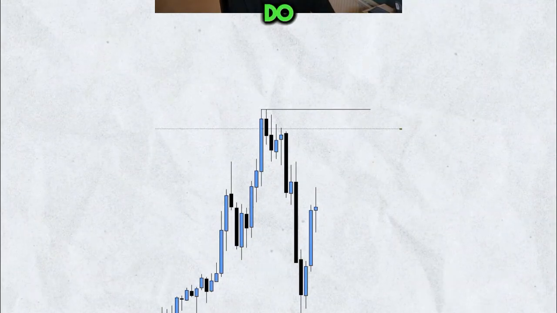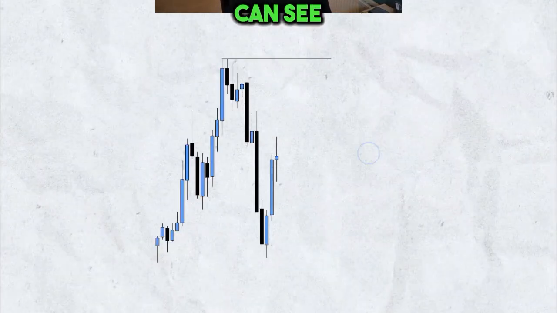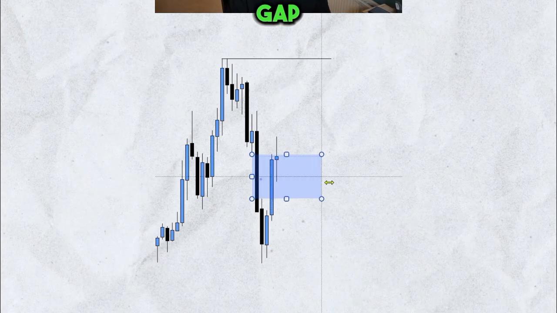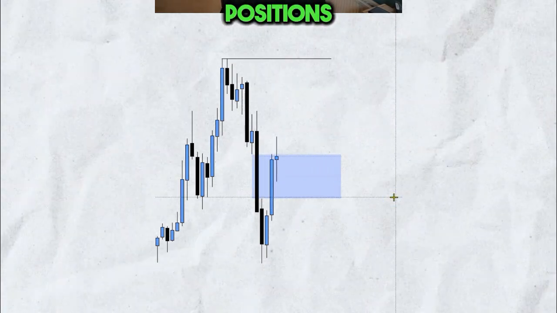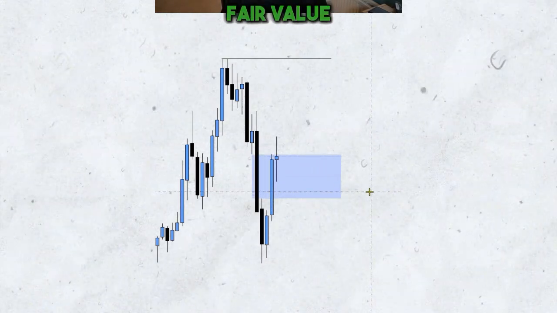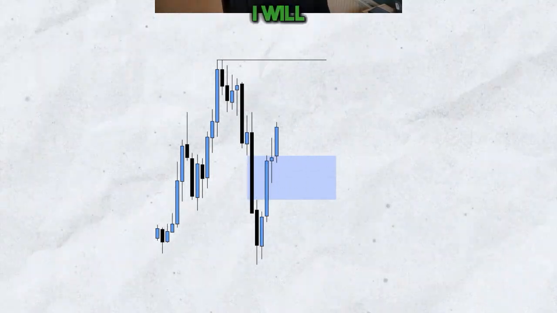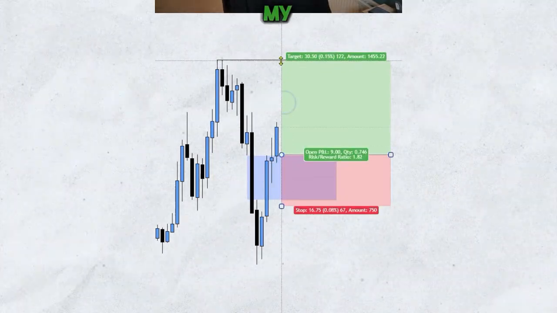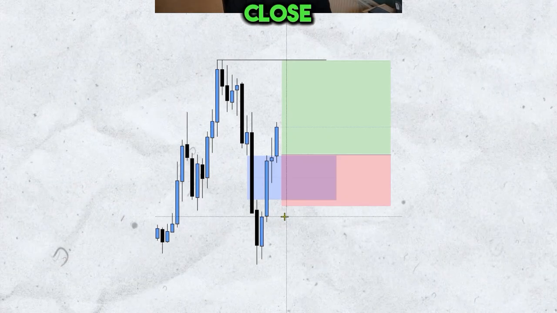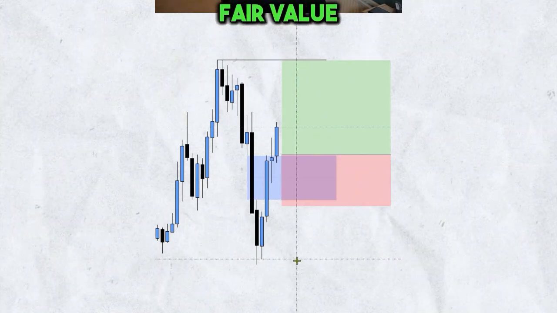Now all we need to do is find our entry point. As you can see, we have this bearish fair value gap. I only enter long positions when we disrespect a bearish fair value gap. So we get the candle close above this bearish fair value gap. I will then enter into a long position. My stop loss is if we get a candle close back below this now bearish fair value gap, and then my take profit is simply buy side liquidity.